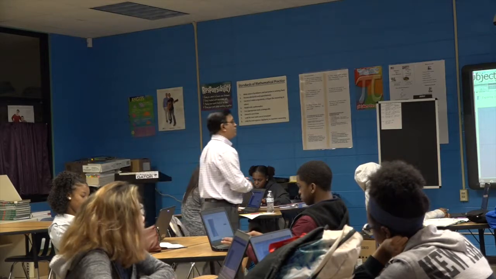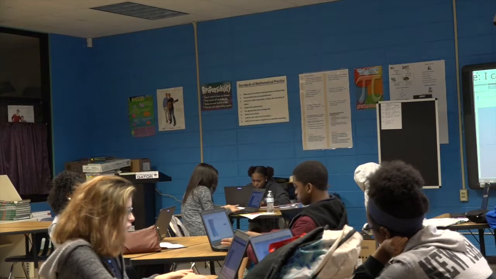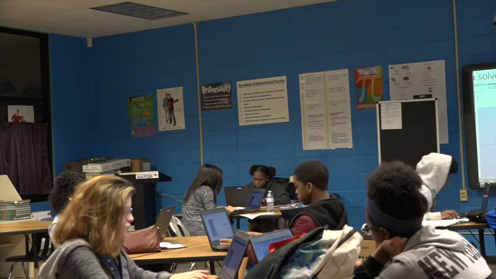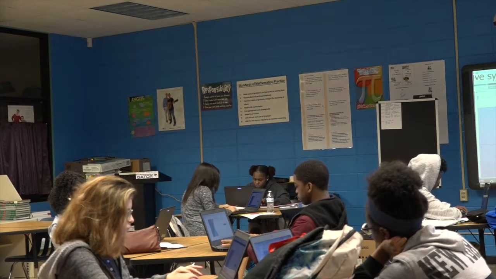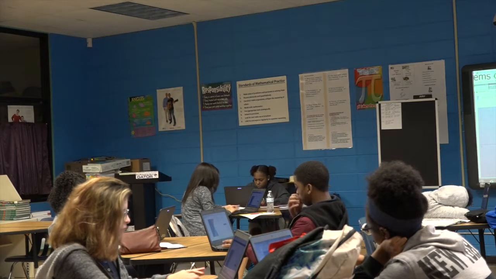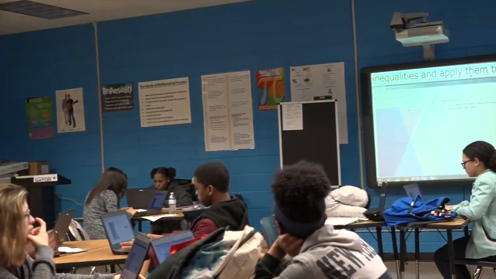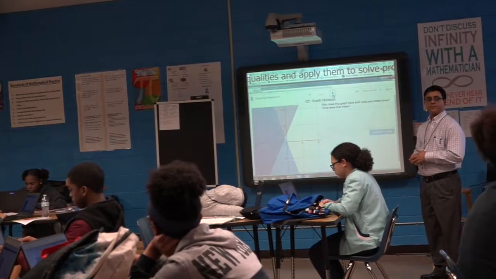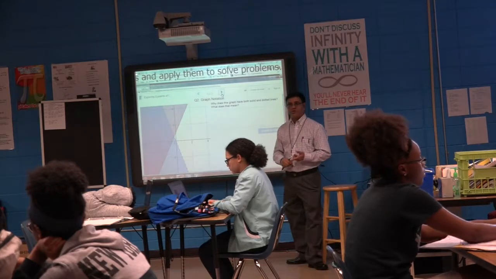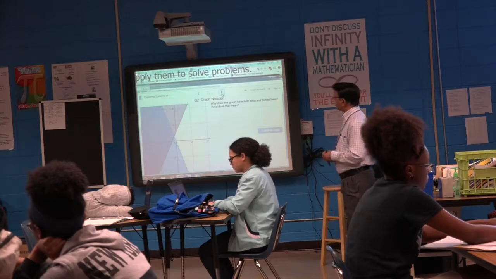Also at the same time, when you're shading the points to the right of this line, the points on the solid line are also the solutions. While in the dotted line, the points on the line are not the solutions. If you take a point from the dotted line, that will not satisfy the inequality. So the points on the solid line are included in the solution, and the points on the dotted line are not included in the solution.